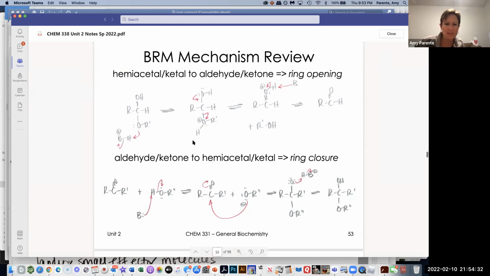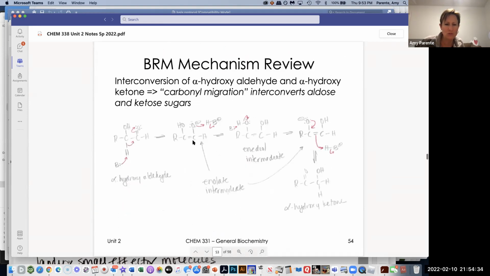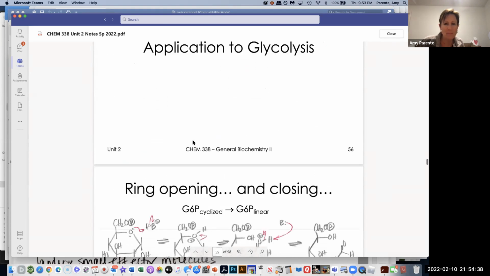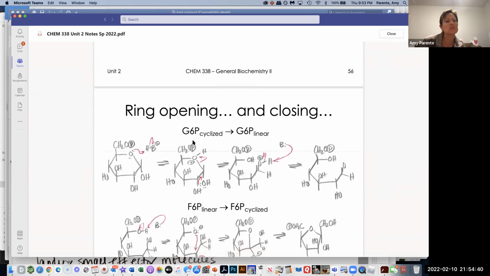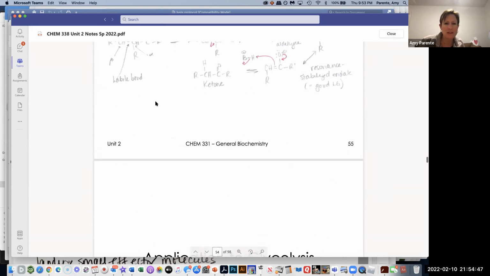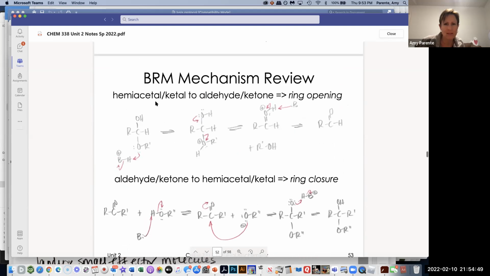So if I flip to applications to glycolysis, whether you do these one at a time or you look at all of the review ones and then you come here. So when we talked about, let me come back here just for a second. This was related to how we do ring opening. So we're going to protonate an oxygen here.